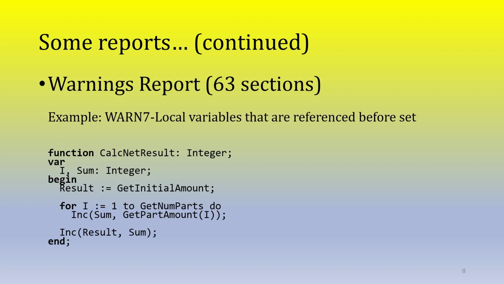The warnings report is one of the central and biggest reports. It displays possible errors and problems in its 63 sections. Here is an example.